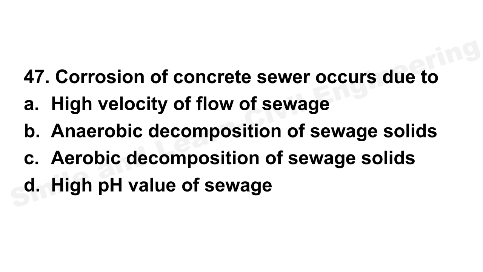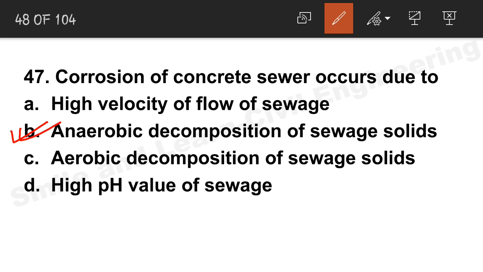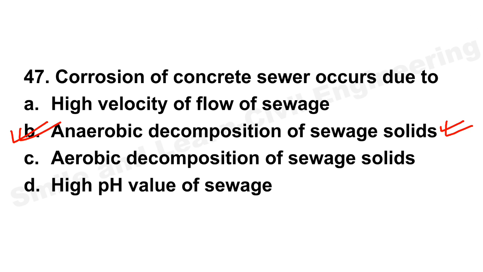Question number 47. Corrosion of concrete sewers occurs due to. Why does the corrosion of concrete sewers occur? Due to anaerobic decomposition of sewage solid. Okay, not aerobic. Just remember this, anaerobic decomposition of sewage solid. Option B is the correct answer.